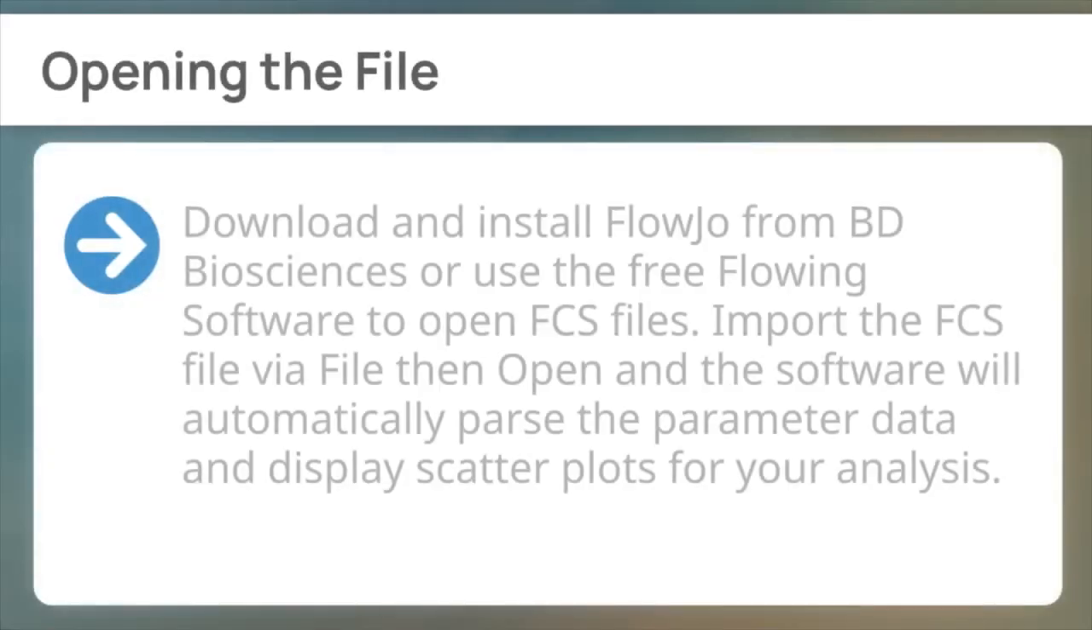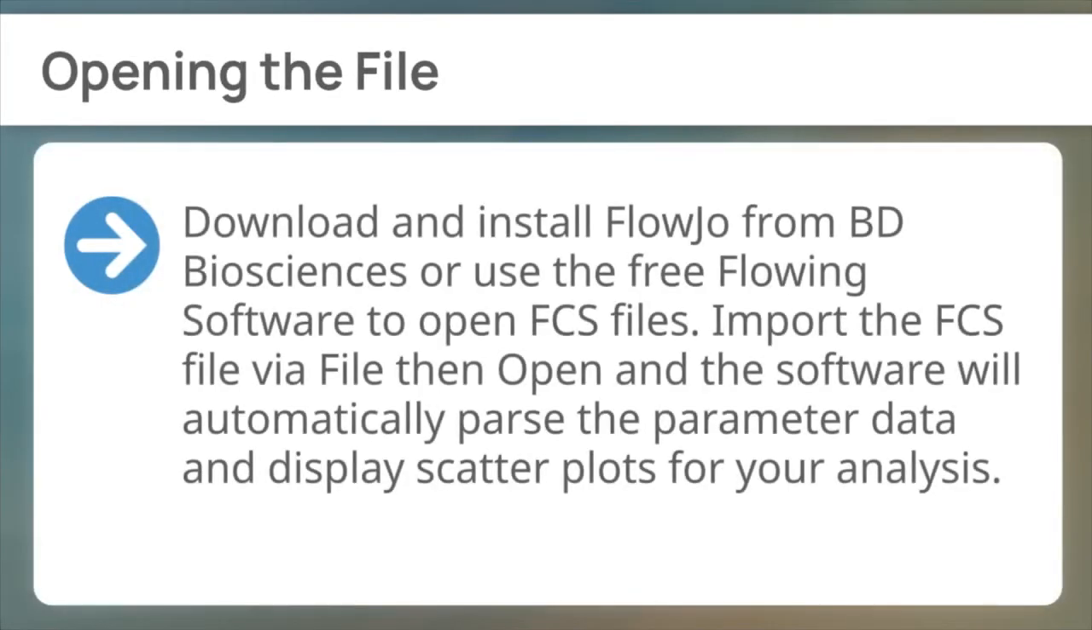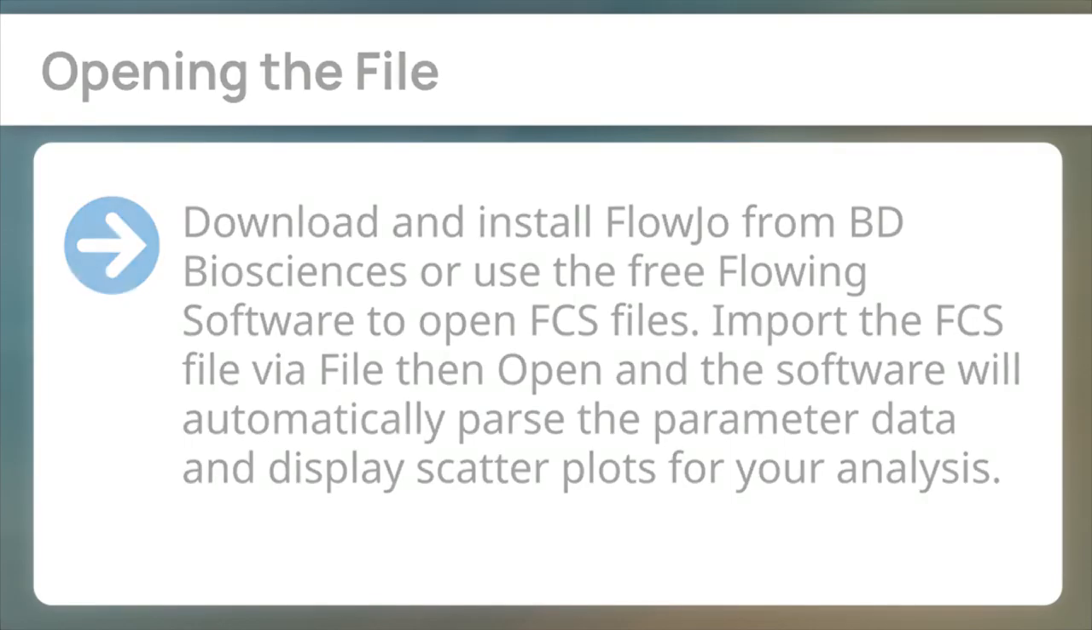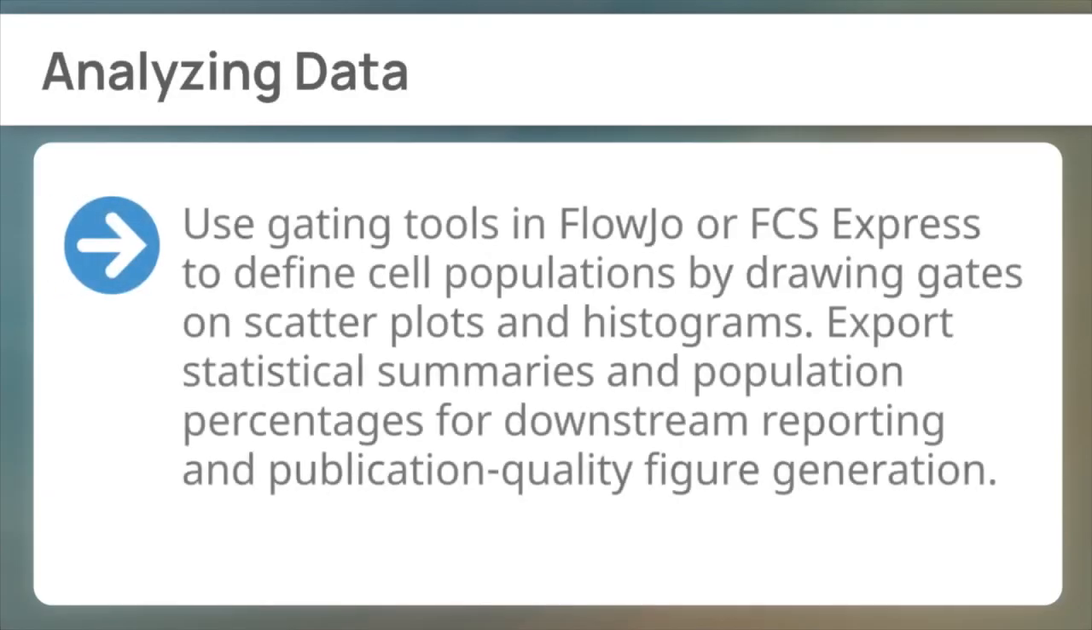First, opening the file. Download and install FlowJo from BD Biosciences or use the free-flowing software to open FCS files. Import the FCS file via File, then Open, and the software will automatically parse the parameter data and display scatter plots for your analysis.